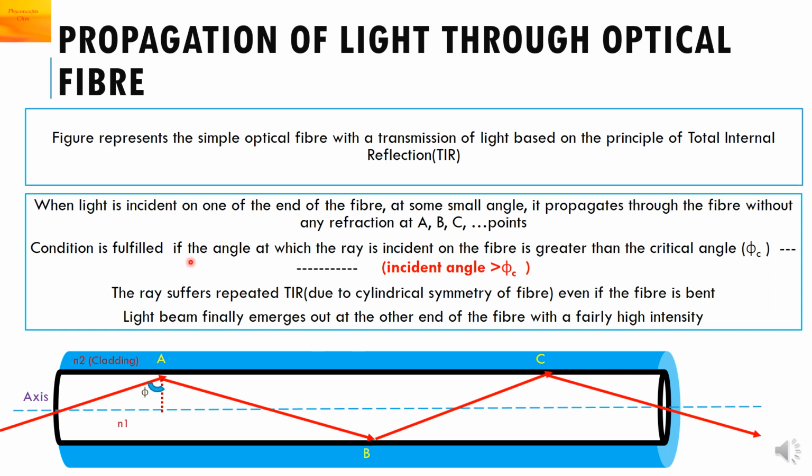This condition is fulfilled if the angle at which the ray is incident on the fiber is greater than the critical angle. The ray suffers repeated TIR. This is because of the cylindrical symmetry of the fiber, even if the fiber is bent. The light beam finally emerges out at the other end of the fiber with a fairly high intensity.